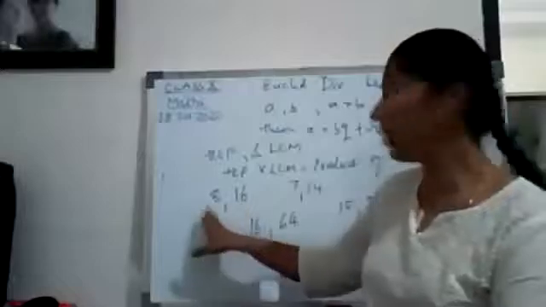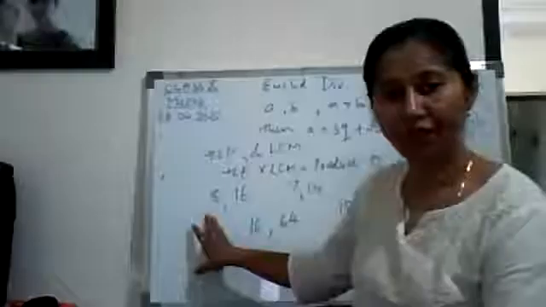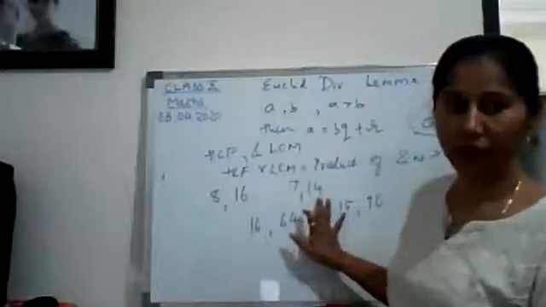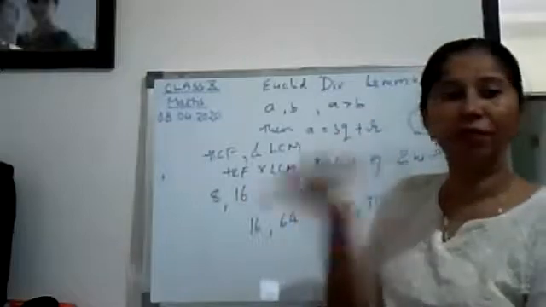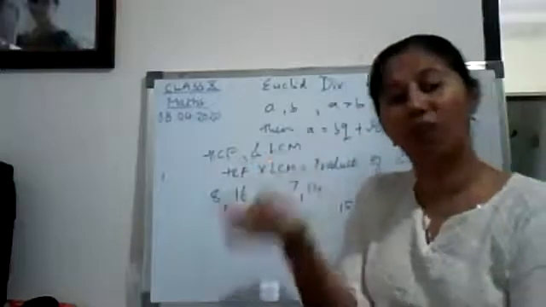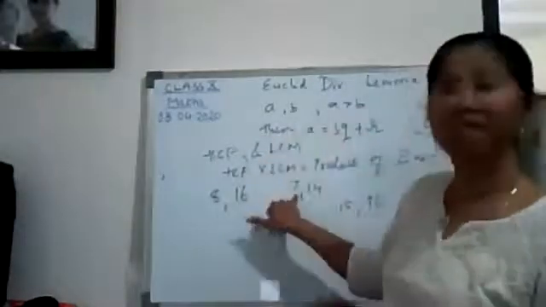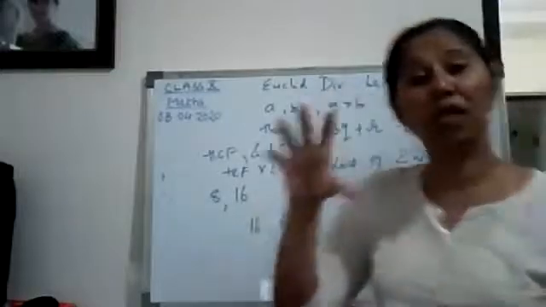16 has one of its factor as 8. Fine. Okay. Similarly, 7 and 14. ठीक है? तो 7 के टेबल में 14 आता है, या तो मैं ये कहूँ कि 14 का one of the factor is 7. You remember your lower class concept, factors and multiples.